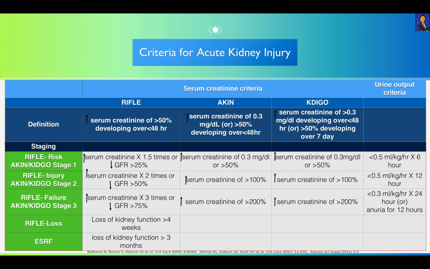In stage 4, loss, there is loss of renal function for more than 4 weeks. End-stage renal failure, as I mentioned in the chronic renal failure lecture, requires loss of renal function to be persistent for more than 3 months.